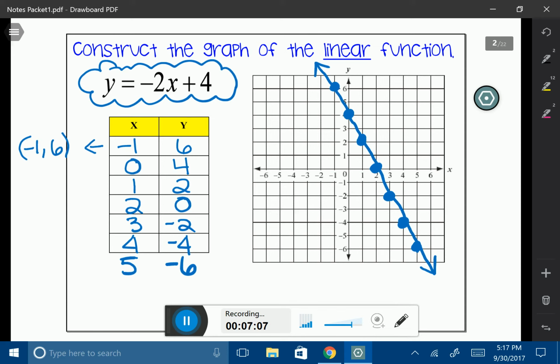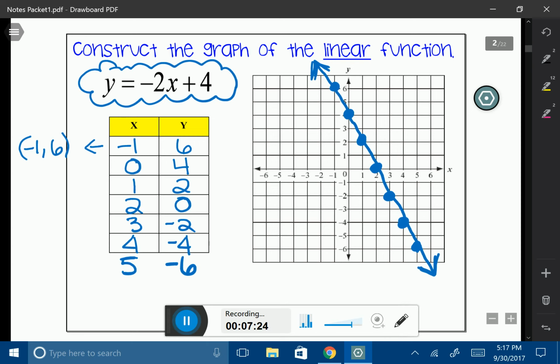Now, you want to make sure when you're graphing your lines, you use a nice straight edge so that your lines are very nice. You can see mine's a little bit wobbly because I don't have a straight edge on my device. And the other thing is you'll notice that my arrows extend off of my graph. I would like yours to do that as well.